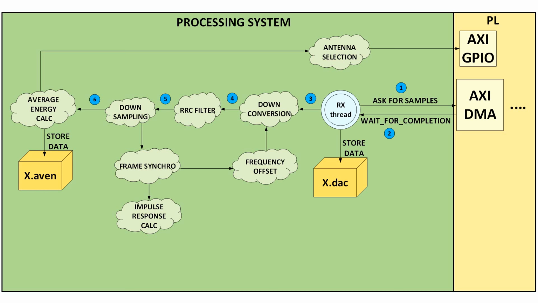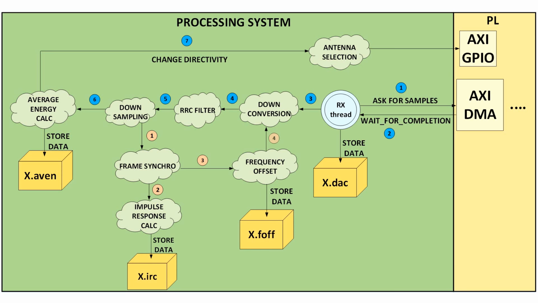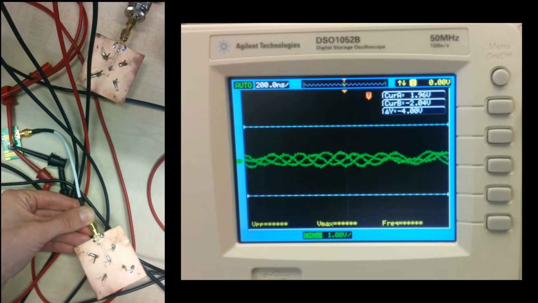This process will be repeated for the remaining directivities of the antenna, and the channel sounding will be applied only to the directivity that presents the highest average energy. The frame synchronization, the impulse response of the channel, and the frequency offset are calculated, and the channel sounding ends when the average energy of that directivity is lower than a specific threshold.